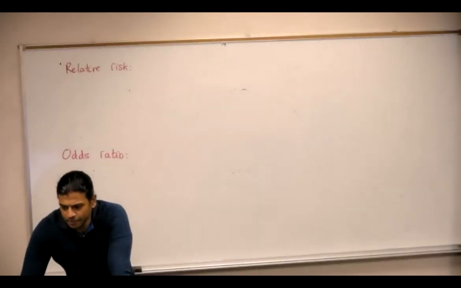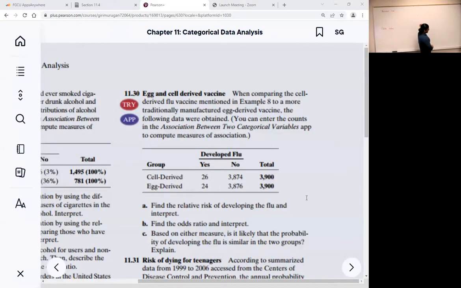So we'll start with the calculator and then we can move on to StatCrunch. Our objective is to determine if there is a difference in developing flu between cell-derived and egg-derived vaccines.